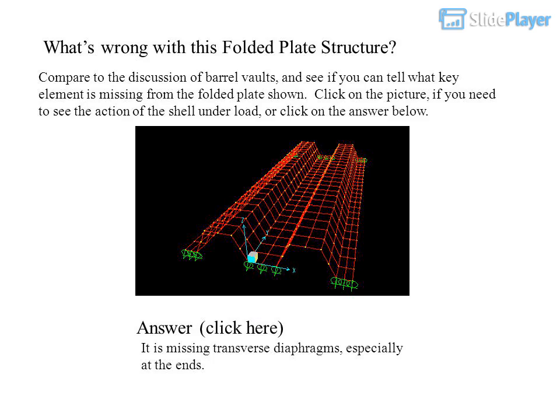Click here to compare to barrel vault. What's wrong with this folded plate structure? Compare to the discussion of barrel vaults, and see if you can tell what key element is missing from the folded plate shown. Click on the picture, if you need to see the action of the shell under load, or click on the answer below. Answer: it is missing transverse diaphragms, especially at the ends.